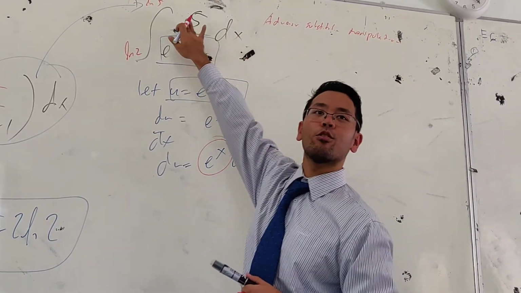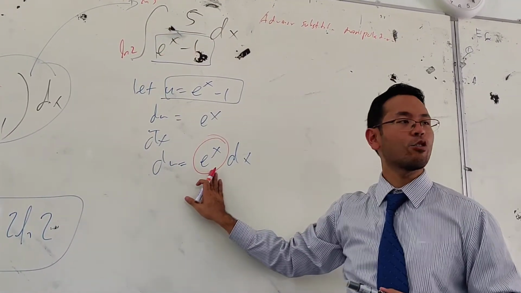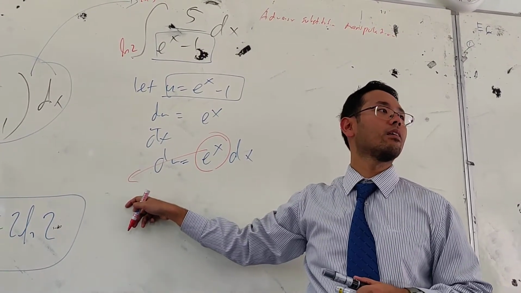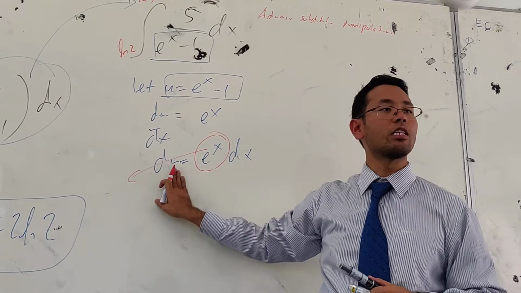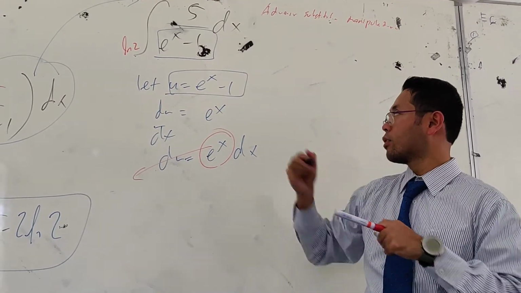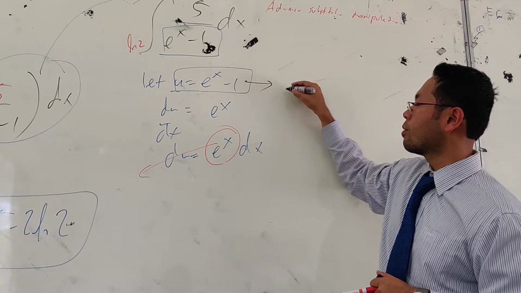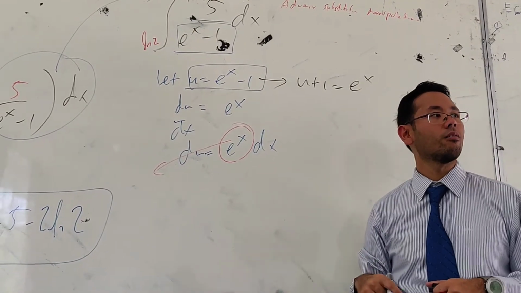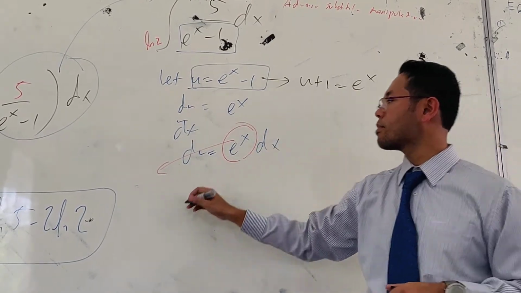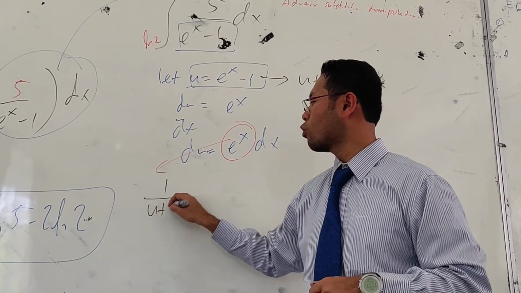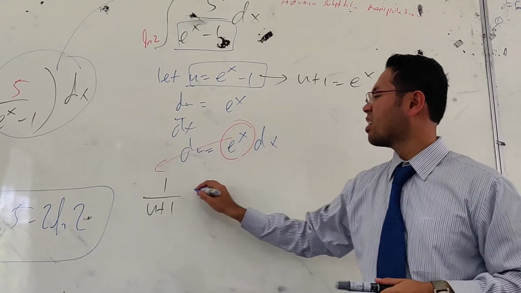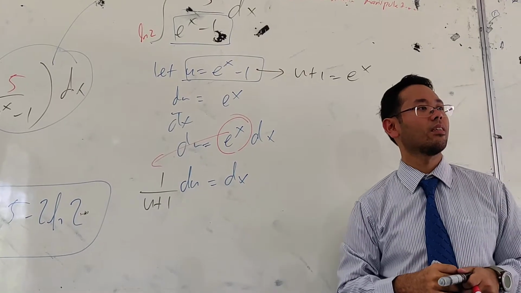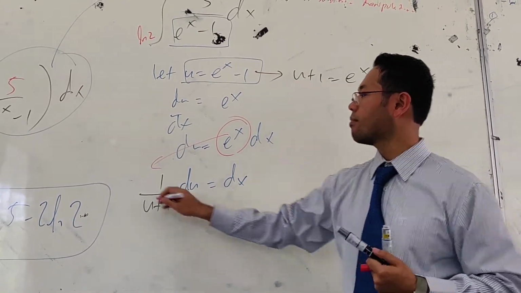Because I don't have e^x over here, I don't want my e^x to be here, so I'll bring it to the other side. But sir, e^x cannot exist with du. Yes, you are right. So we need to manipulate it. We got ourselves u plus 1 equals e^x. Okay? So dx here becomes 1 over u plus 1 du. So now let's substitute them.